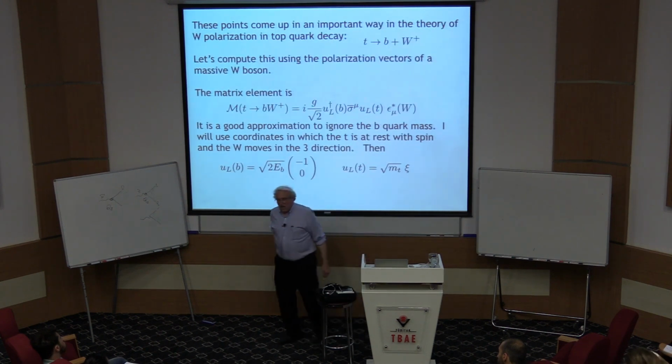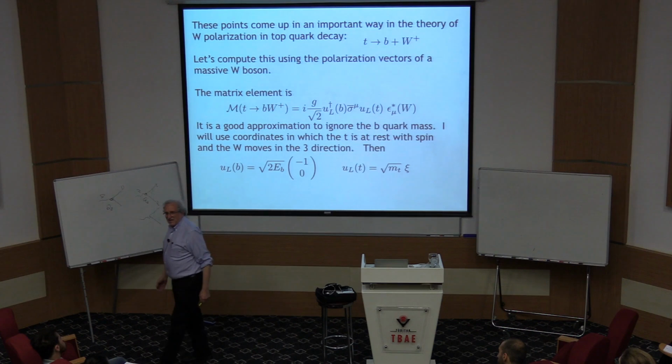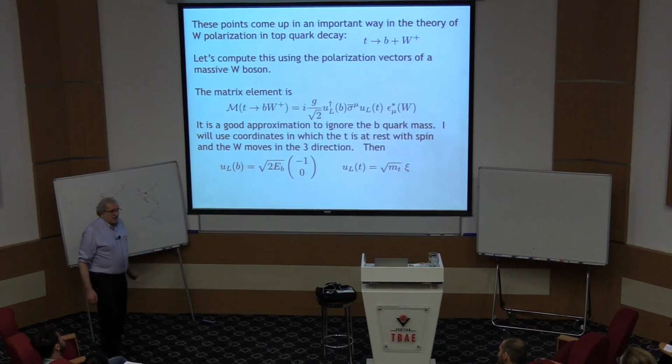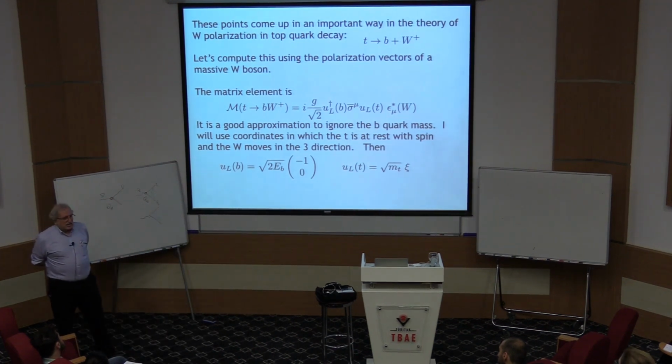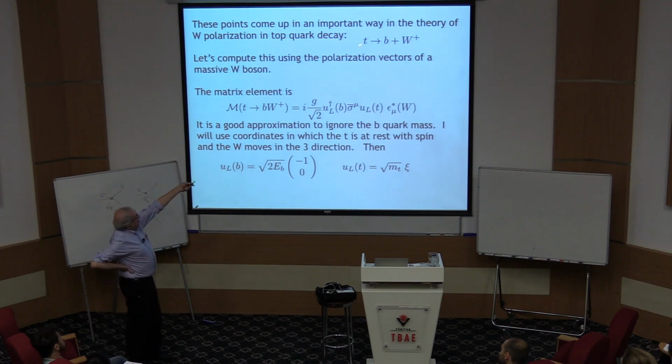So let's think about top quark decay. The top quark is a very unusual quark. It's the heaviest known quark. The top quark is heavier than the W boson. And so whereas with all the other quarks, you decay through a virtual W boson into a multi-fermion final state, for the top quark, you decay to a real W boson. And the decay process is t goes to b plus W.